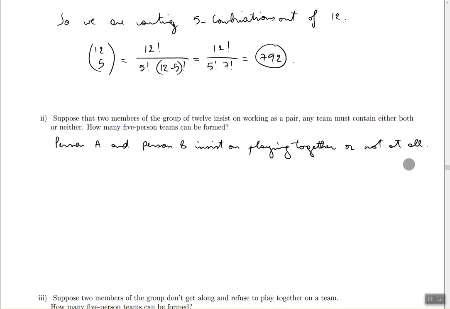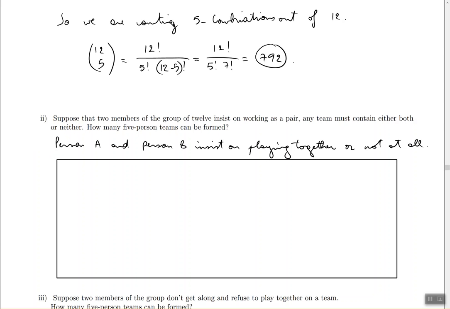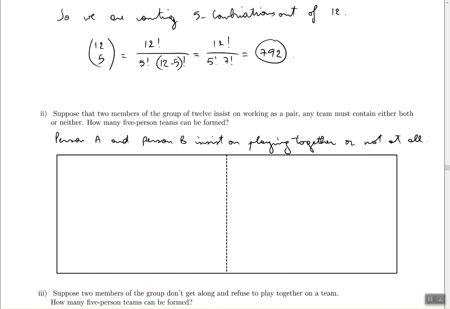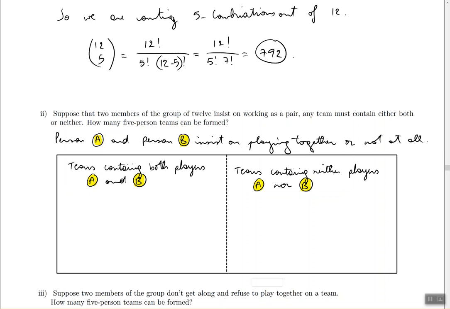So here's how I can count the situation. What I'm going to do is basically break down what I'm trying to count into two different sets, into two different groups. On one side, I'm going to count the teams that would have person A and person B on the team. Okay, so these are the teams containing A and B. Now on the other side, I'm going to put all the teams that contain neither player A nor player B. So again, to summarize, my team can either have both players or it can have none of the two players.